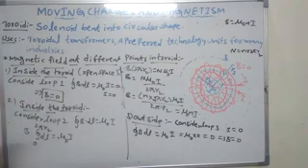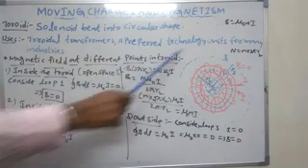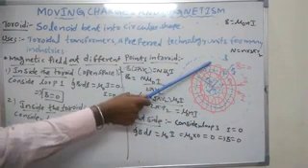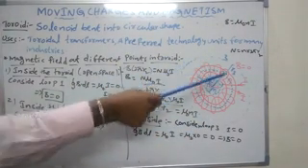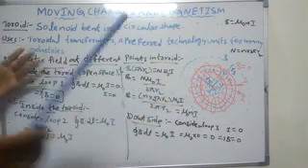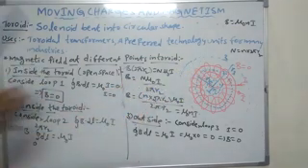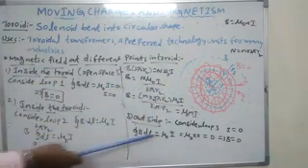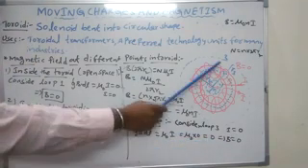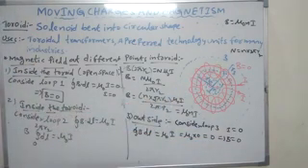Outside the toroid, how much? Outside the toroid, the current enclosed by the Ampere loop is 0. Why? Because however many times current is entering out, that many times current is entering in. The sum of the currents in the Ampere loop is 0. That's why the magnetic field outside the toroid is 0. Okay, I hope you understood.